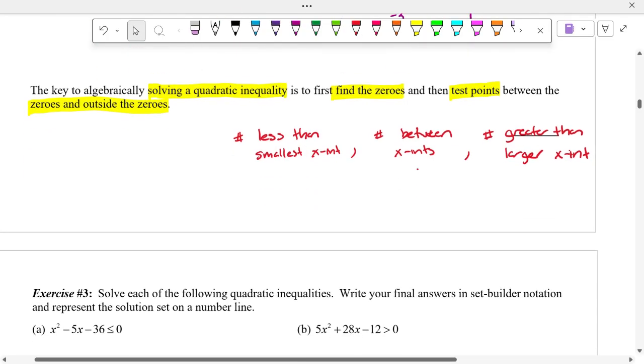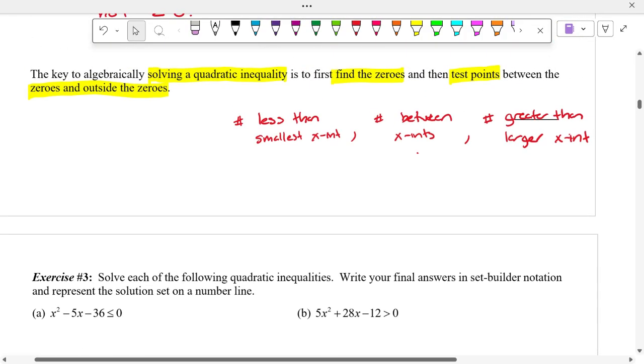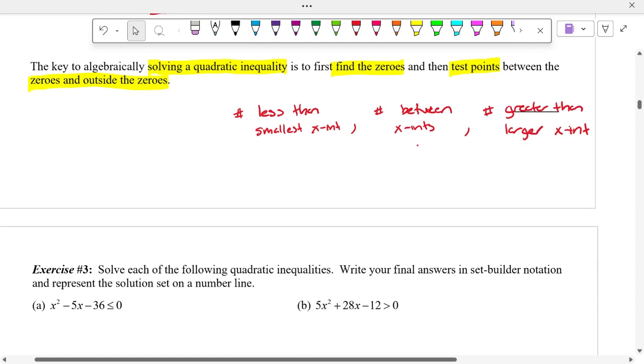All right, so let's give some more examples a try. Are you guys good?